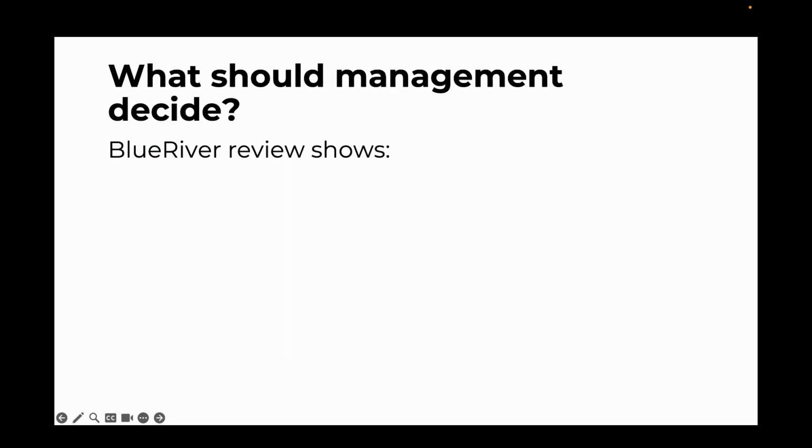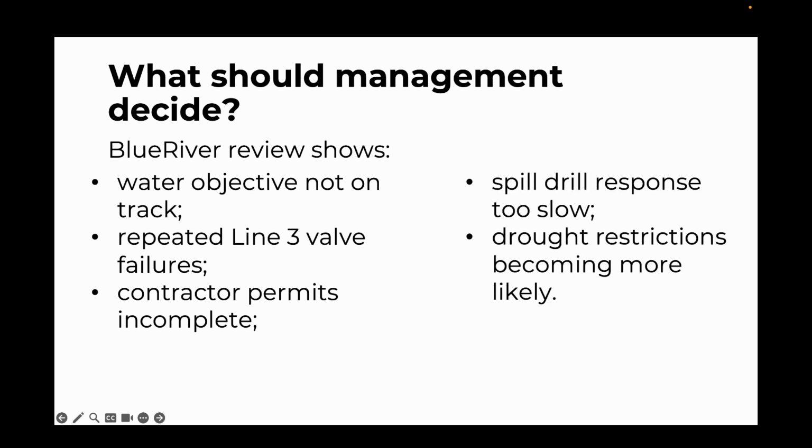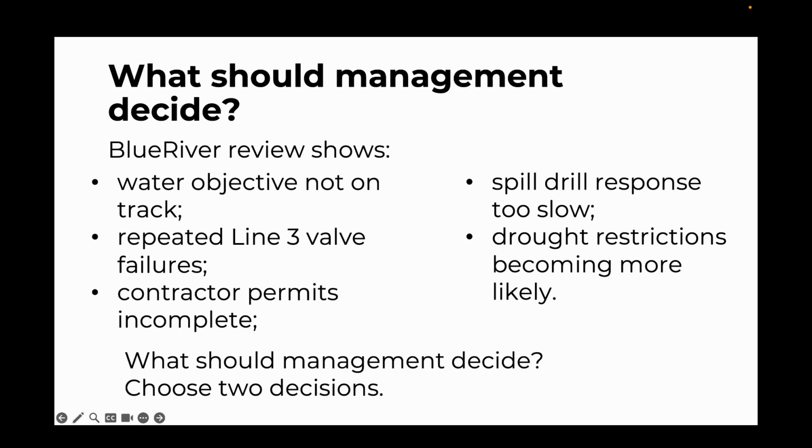Let's make this practical. Pause for 20 seconds. BlueRiver review shows 5 things. The water objective is not on track. Line 3 has repeated valve failures, and contractor permits are incomplete. And also, the spill drill response was too slow, and drought restrictions are becoming more likely. So, what should management decide?